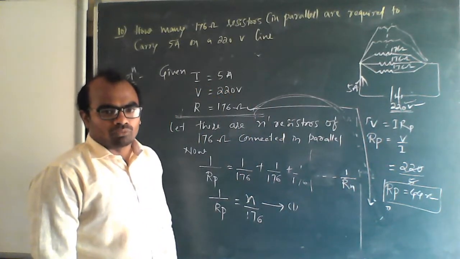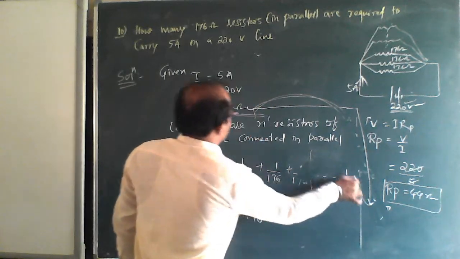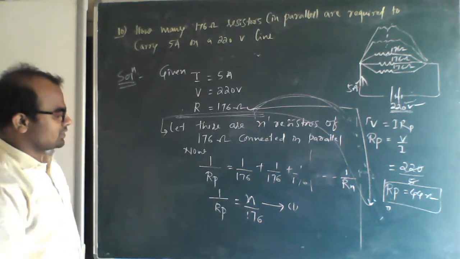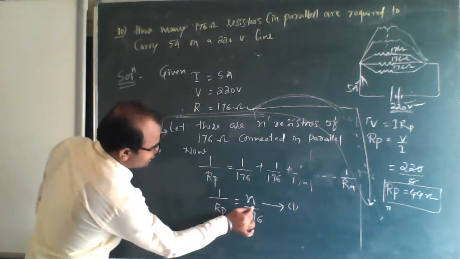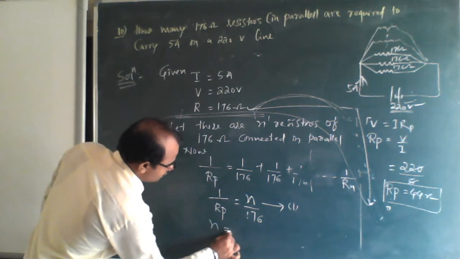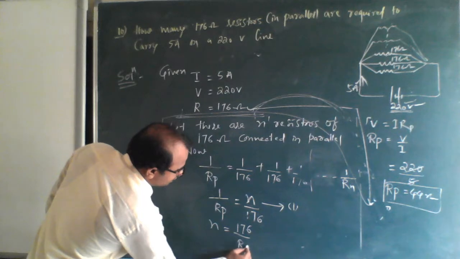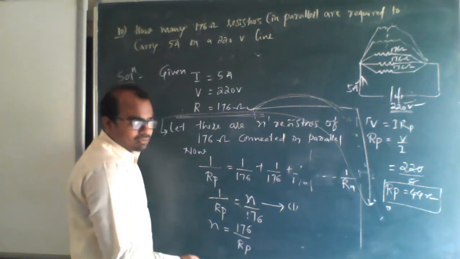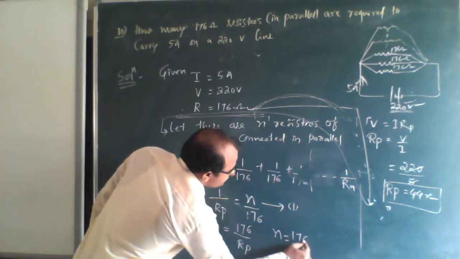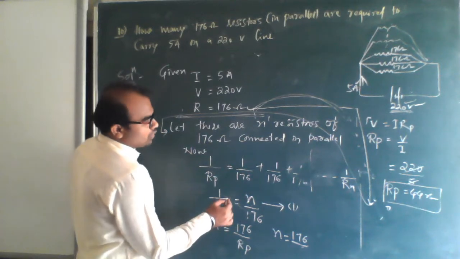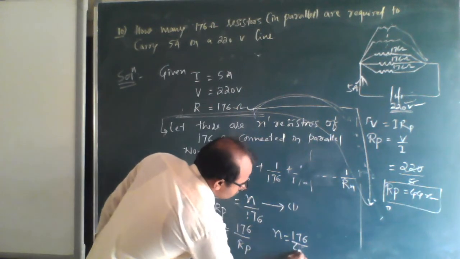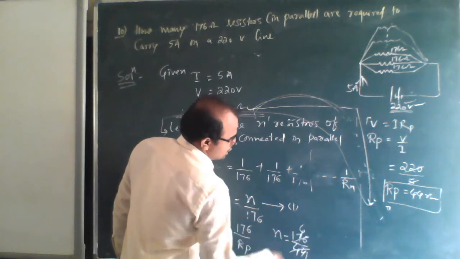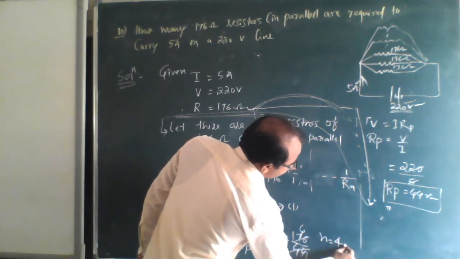Rp equal to 44 ohm. Then start from here: 1 by Rp equal to n by 176. Now I need to find n. So n is equal to 176 divided by Rp. 176 comes here and Rp is here. So N is equal to 176 by Rp. Rp we have already found, 44. So N equal to 176 by 44. 44 ones are 44, 44 fours are 176. So N you will get as 4.